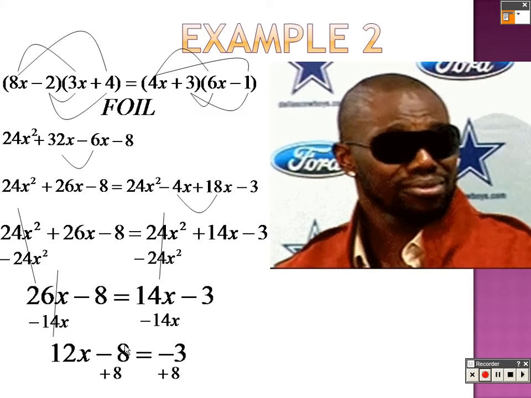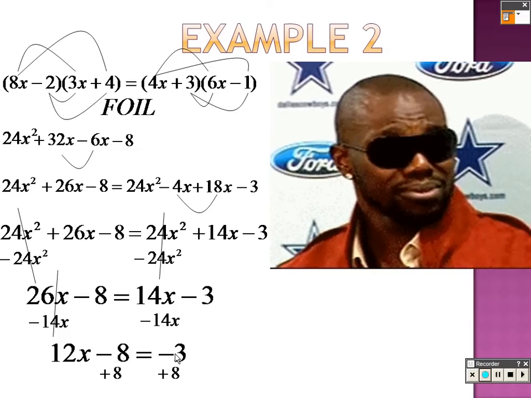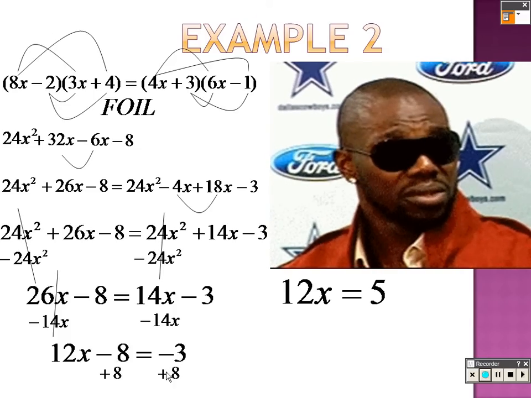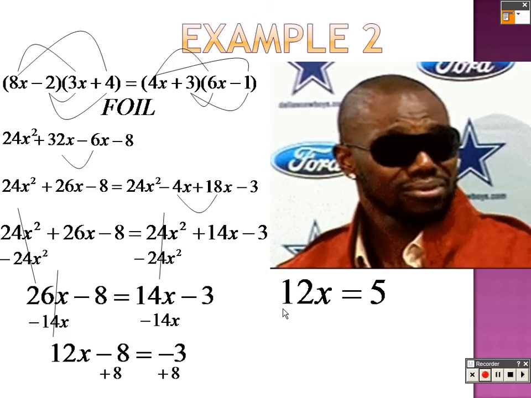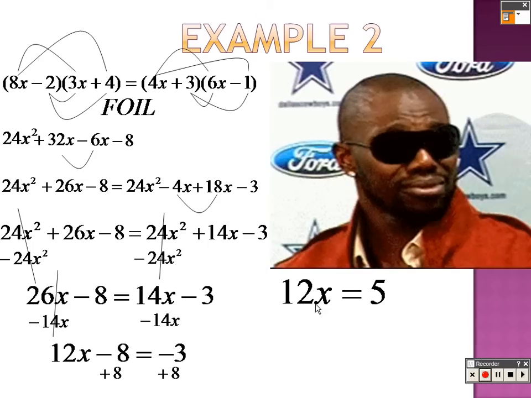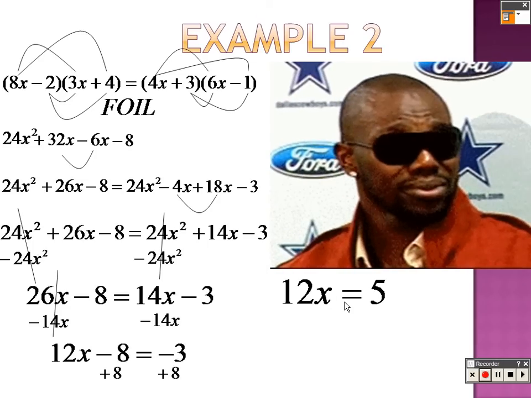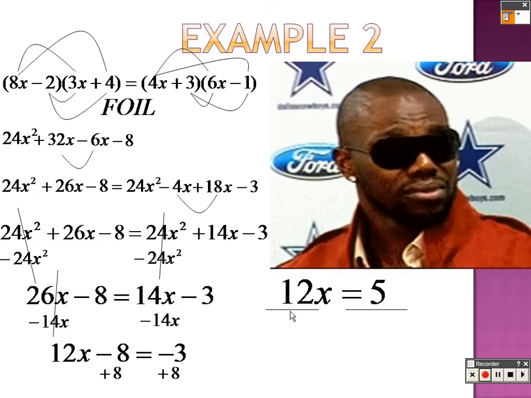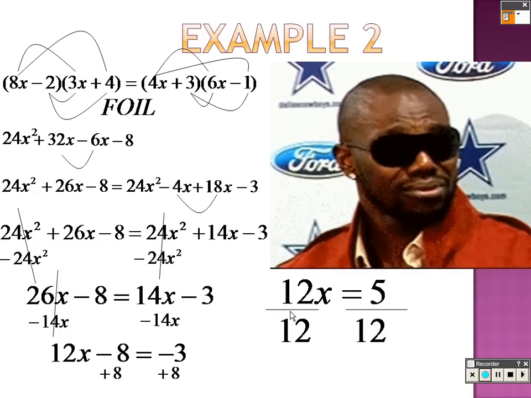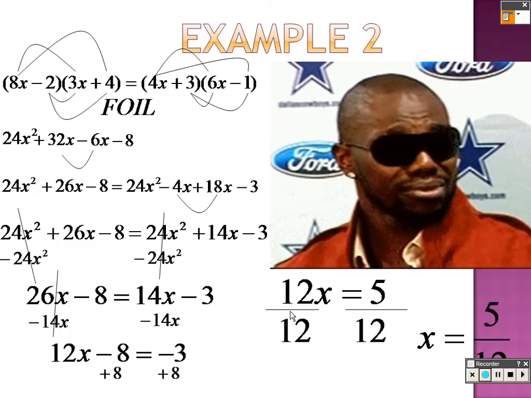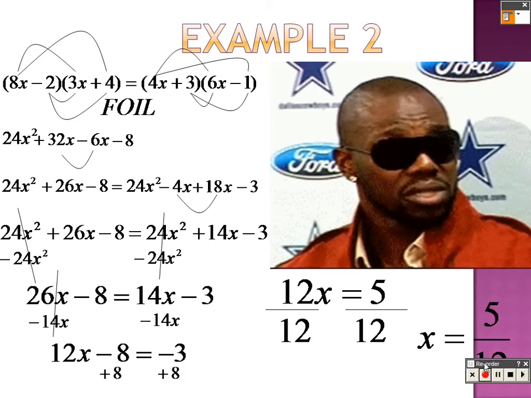So the 8's now cancel out. Negative 3 plus 8, that is a 5, and I still have the 12x left over on that side. So it's 12 times x, and the opposite of multiplication is division. So I'm going to divide both sides by 12, and you end up with 5/12 as your answer.